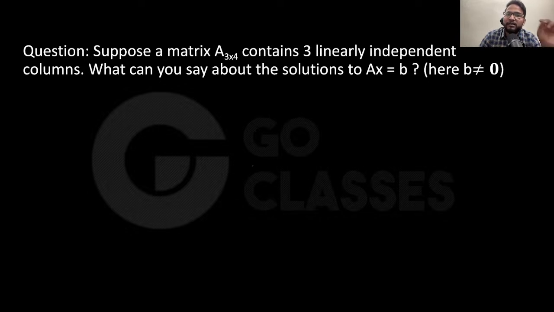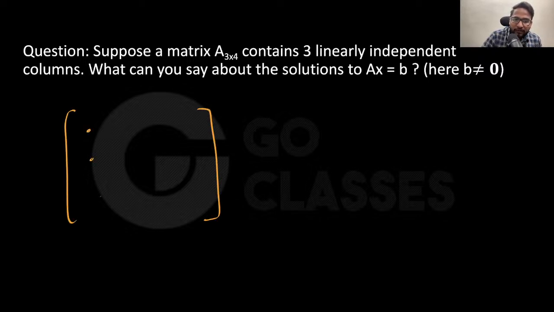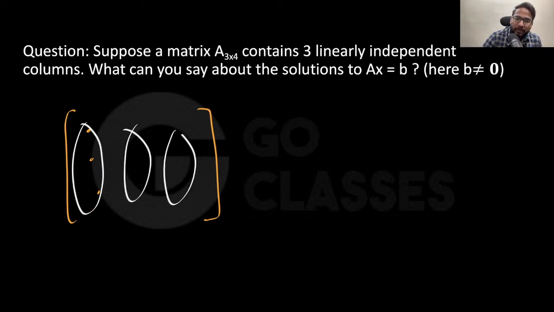Okay, let's go to this question. What they are saying is that suppose a matrix A, which is 3 into 4, contains 3 linearly independent columns. 3 into 4 means 3 rows and 4 columns. So basically 3 rows, right? So every vector is in R3, and there are 4 such vectors. These are the 4 vectors, each in R3.